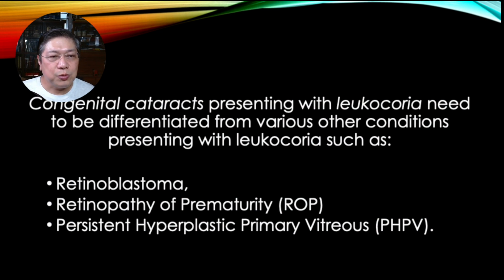Now, I need to warn you about congenital cataracts, not just because you saw a leukocoria, which means you saw something white in the pupils. It's already a cataract. The most common diagnosis would be cataracts. But there are important differential diagnoses that you should be able to rule out because they're very, very dangerous. These differential diagnoses are rare, but they could kill the patient.